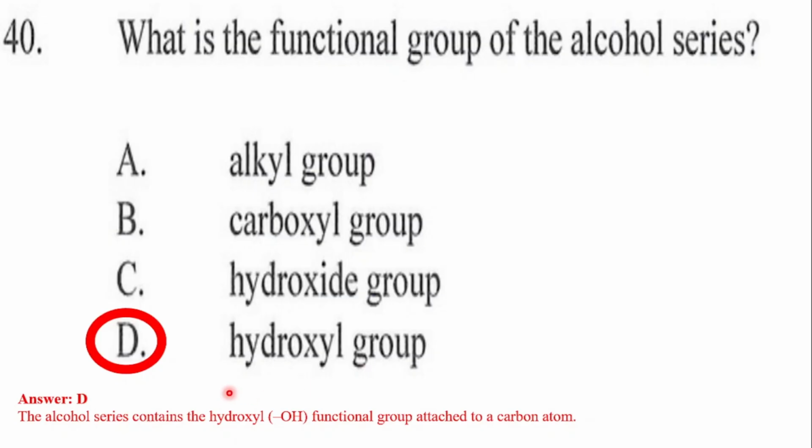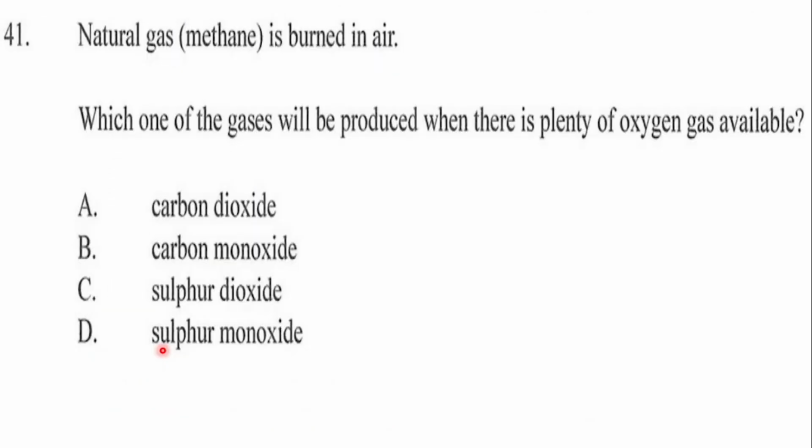The alcohol series contains the hydroxyl OH functional group attached to a carbon atom. So the correct answer is definitely going to be D, hydroxyl group. Let's move on to question number 41, and it says natural gas, methane, is burned in air. Again, natural gas, or methane, is burned in air. Which one of the gases will be produced when there's plenty of oxygen gas available?